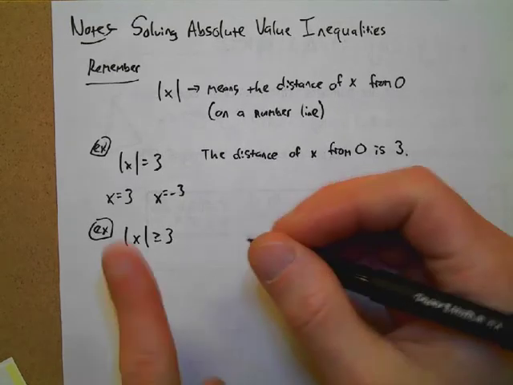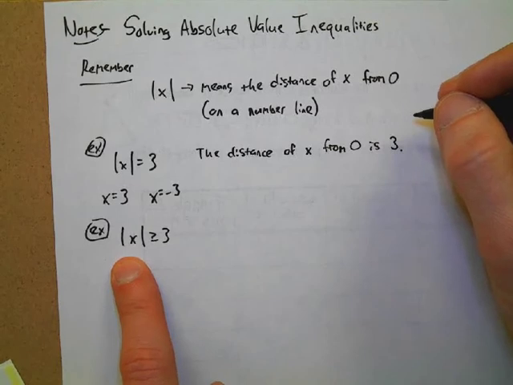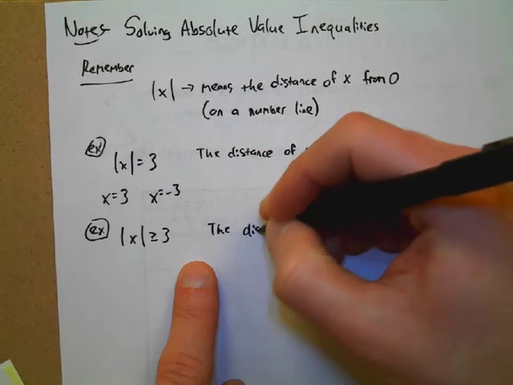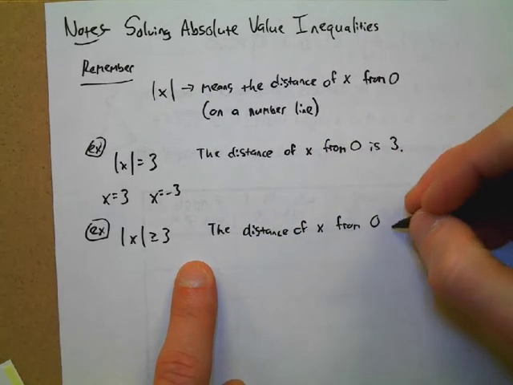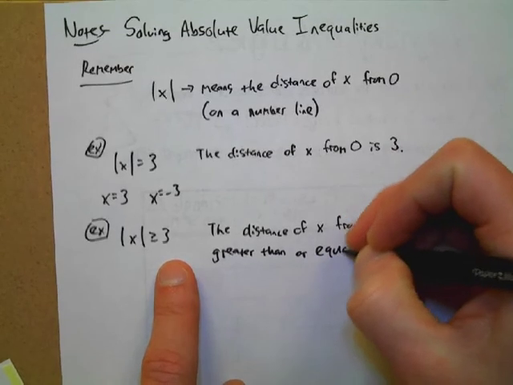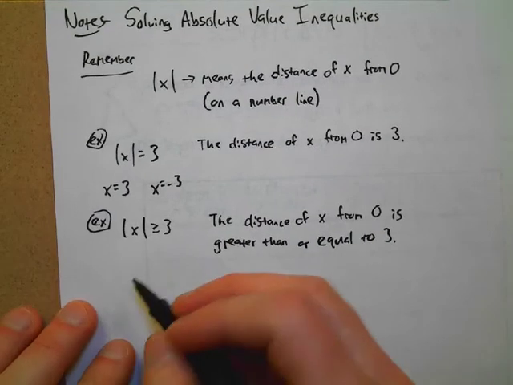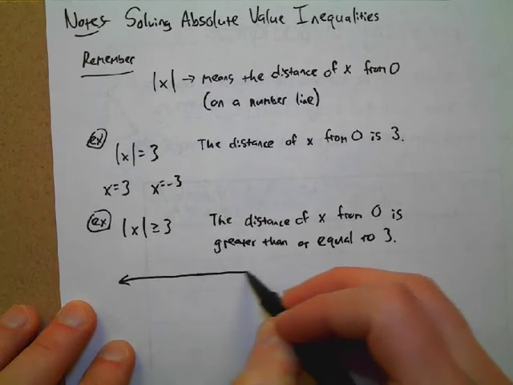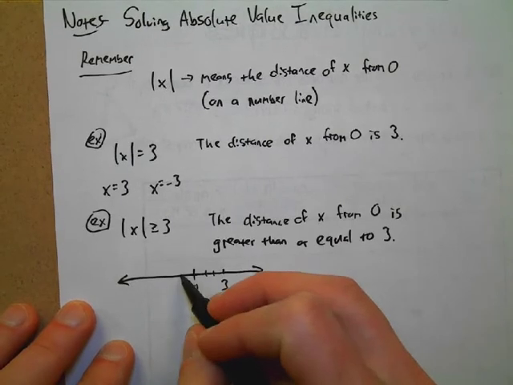Now we're talking about distance from 0, but now we want the distance of x from 0 to be greater than or equal to 3. So our distance won't be exactly 3 from 0. The distance will be greater than or exactly 3. Let's draw a number line to see that. I'll put 0 in the middle, and then 1, 2, 3 on each side.